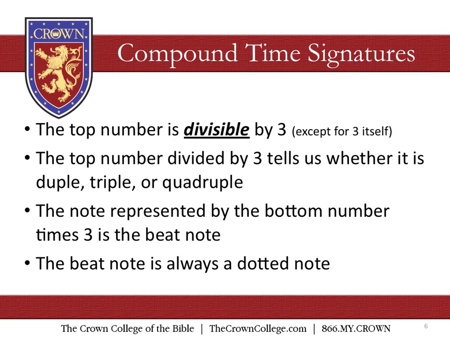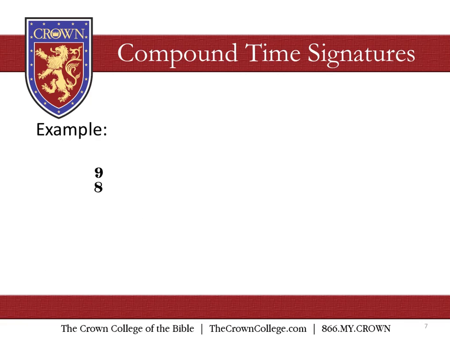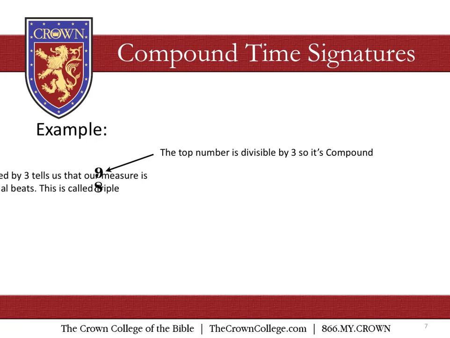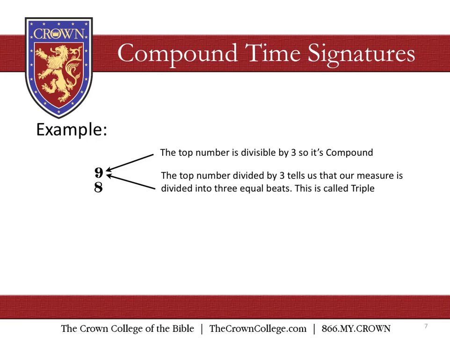Let's prove these. Here's our example. 9/8. Our top number is divisible by 3. Therefore, this is a compound time signature. When we divide our top number by 3, it tells us that our measure is divided into 3 equal beats, or 3 equal groups. This is called triple.